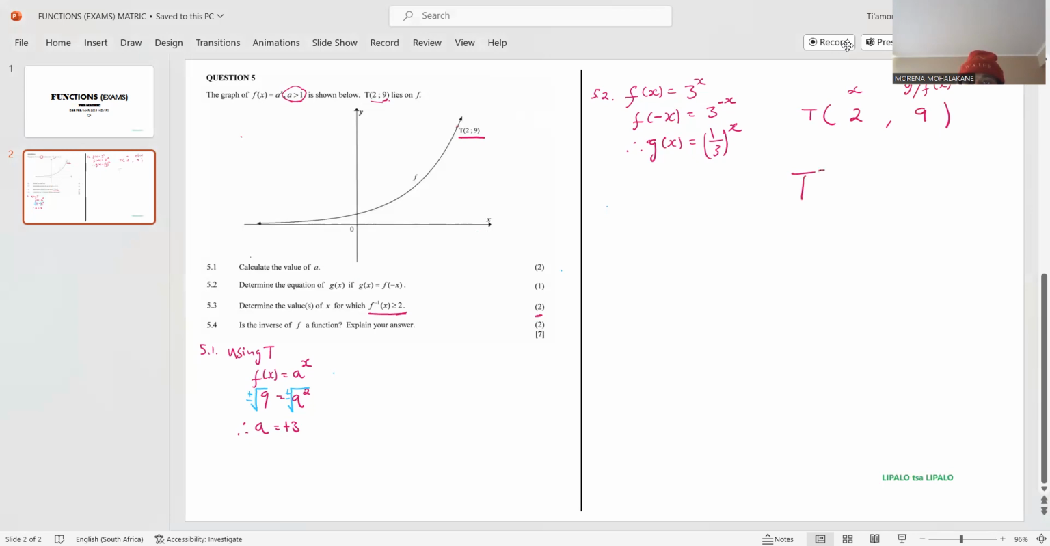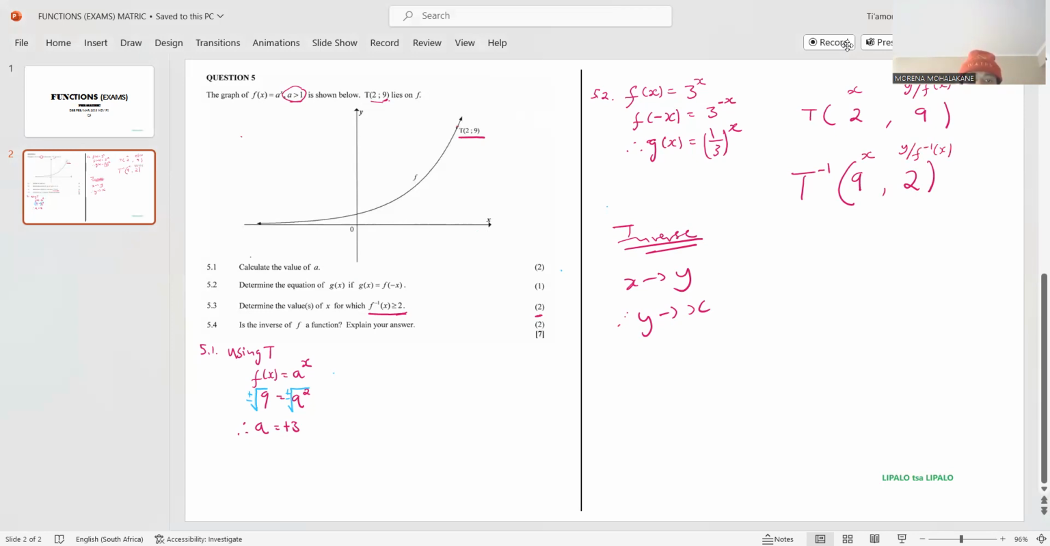So if I look at the inverse, remember, x becomes y and y becomes x, right? Just inverse, right? X becomes y, and then y becomes x in coordinates. So this is going to be 9. This is going to be x. So x, which is 2. Those are the coordinates for t in the inverse. So this is x, then this is y. This is the inverse of f.